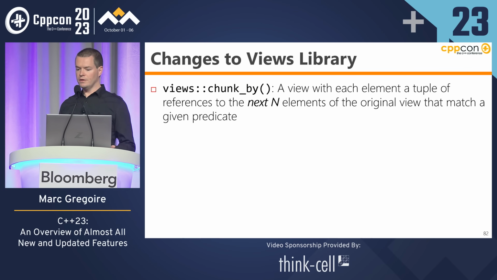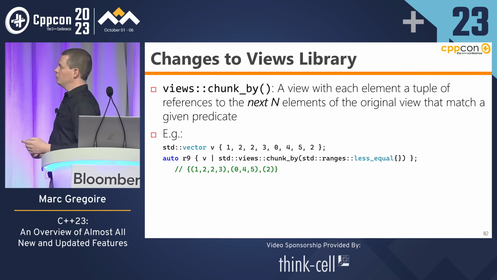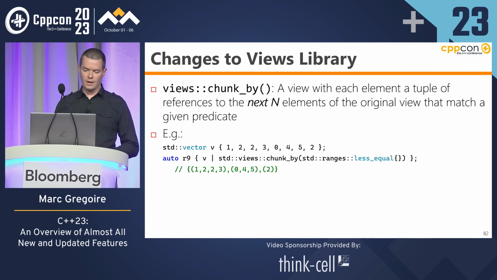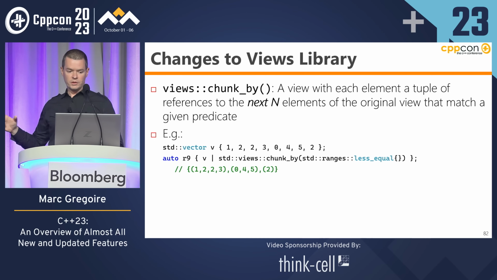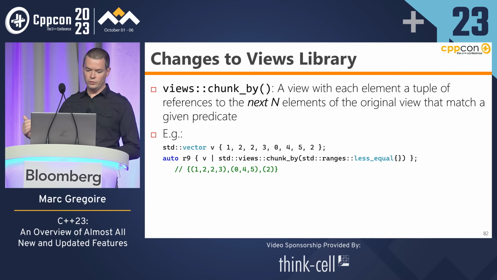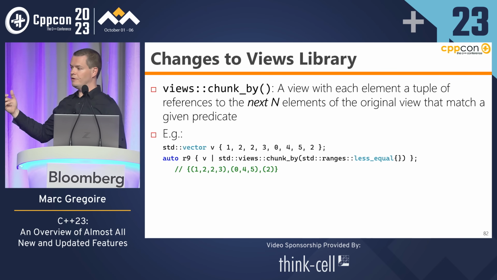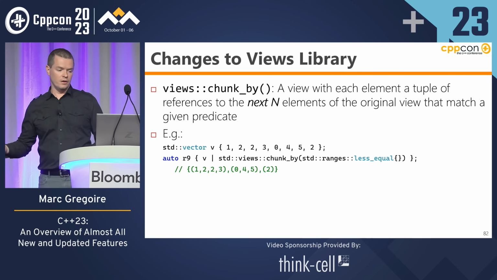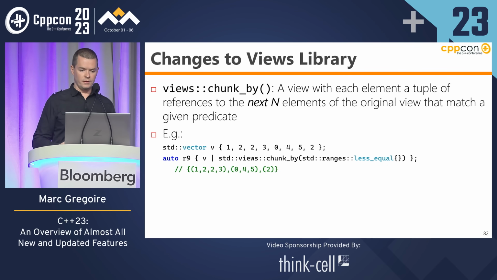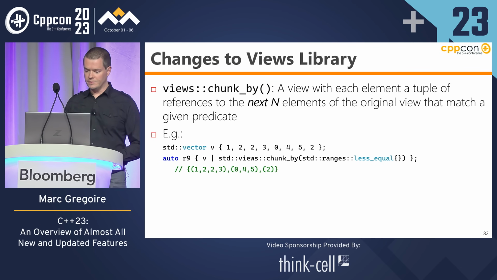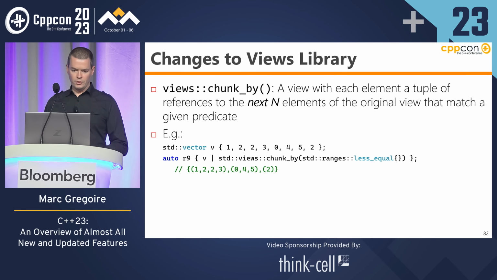Chunk by is similar compared to chunk, but you have a predicate to decide how to make your chunks. So if I have this vector, and I pass less equal as my predicate, then it will start creating the first tuple, and it will contain 1, 2, 2, 3, and then the next value in my vector is 0, which is less than or equal to my 3, so I'm creating a new tuple. And so your data in your vector is chunked by the predicate that you pass to chunk by.